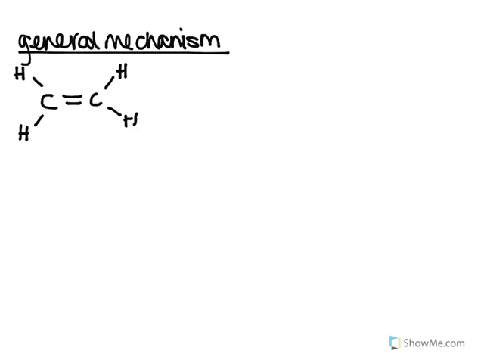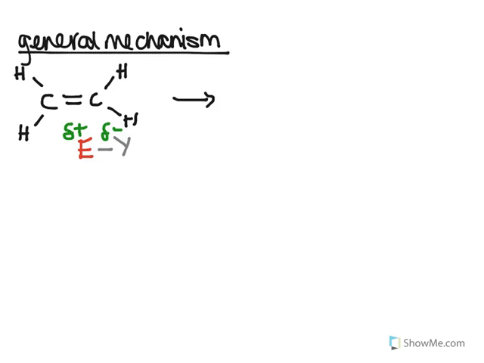So let's look at the general mechanism. We'll start with ethene as our alkene, and we'll take our electrophile here as being any molecule where we have an uneven charge distribution, with the E being slightly positive, delta positive.